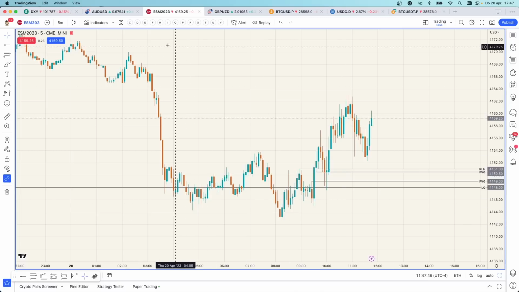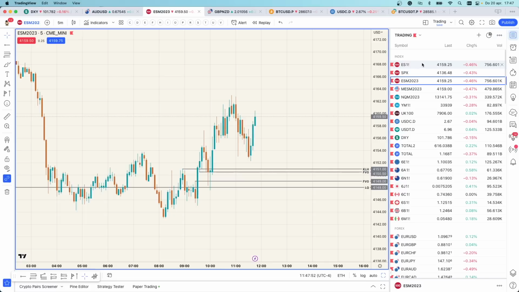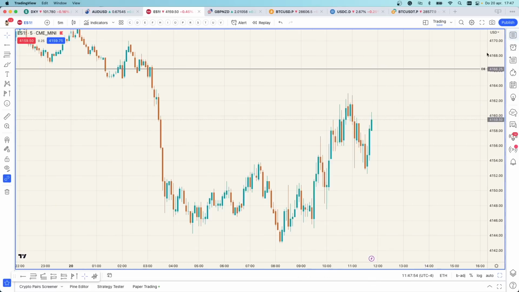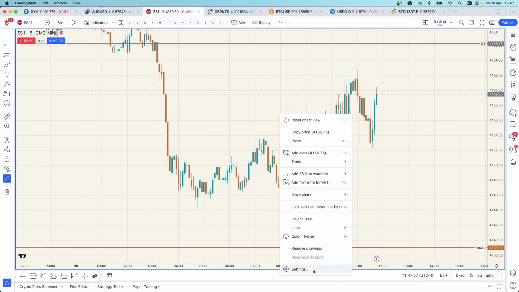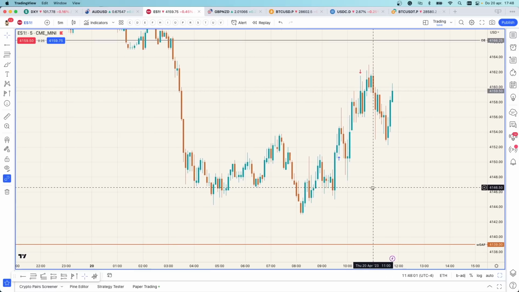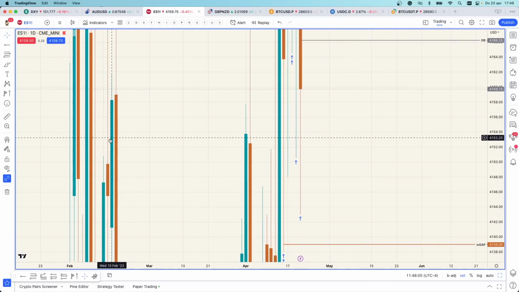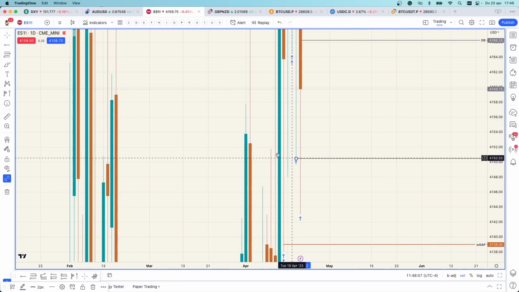I'm going to show you the executions on this one. But I used this chart from the ES. Same chart. There you go. So we were below liquidity level over here.